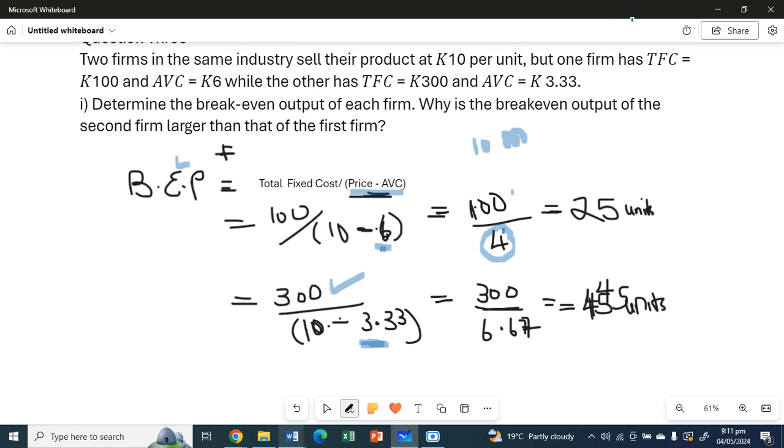So why is the break-even output of the second firm larger than that of the first firm? Because of the fixed costs. Firm 2 has higher fixed costs than firm 1. It has a lower average variable cost than firm 1, but it has a higher fixed cost. And we've seen that with higher fixed cost, the number of units we need to sell to break even is greater. So the secret lies with their fixed costs. The higher the fixed costs, the more you need to sell to break even.